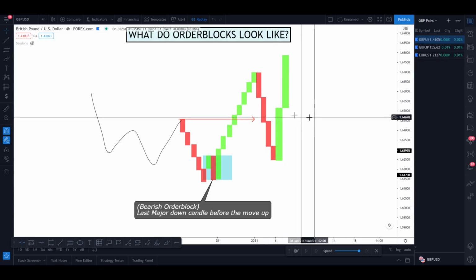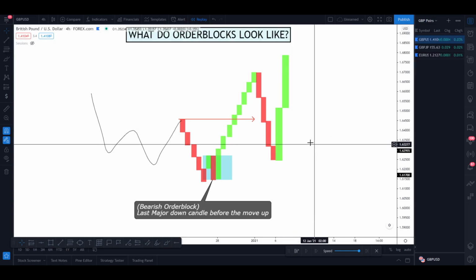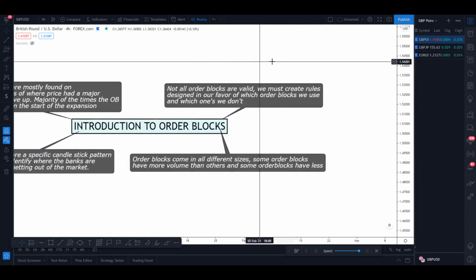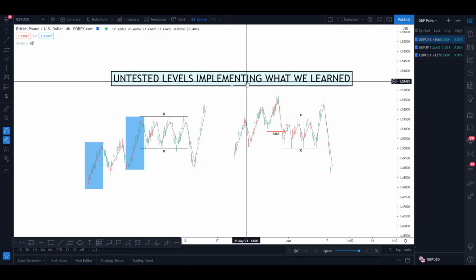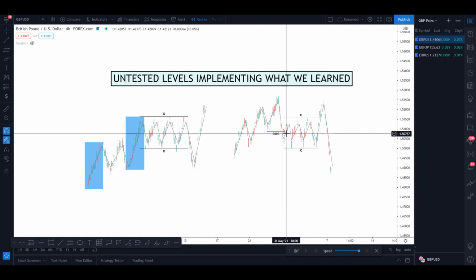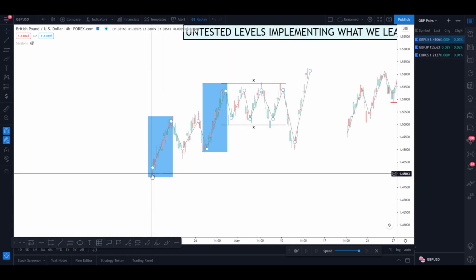Now, I'll be showing you guys some live examples, but before I do that, let's implement what we've learned so far throughout the course, and let's use order blocks with that. So right over here, untested levels and implementing what we learned. This is a bearish example, this is a bullish example. So overall structure is moving bullish, right? We have a low, we have a high. Let me actually label this down.